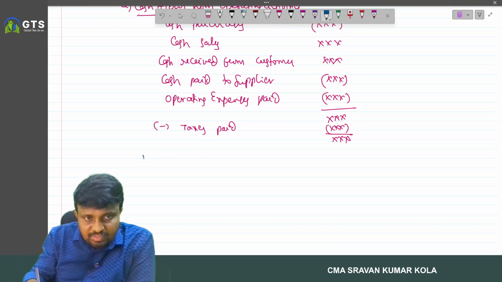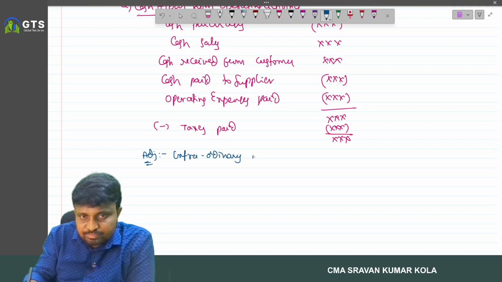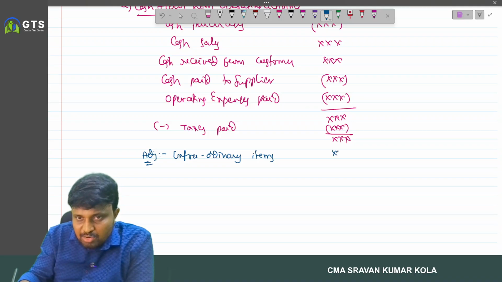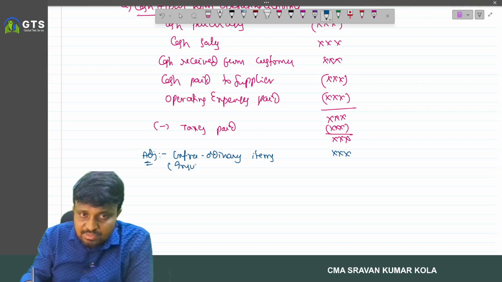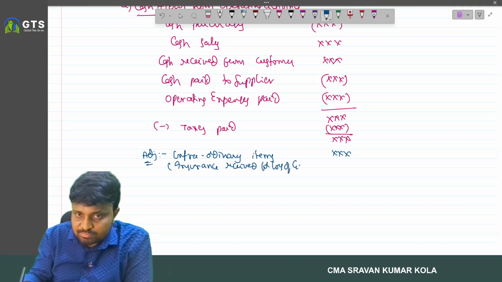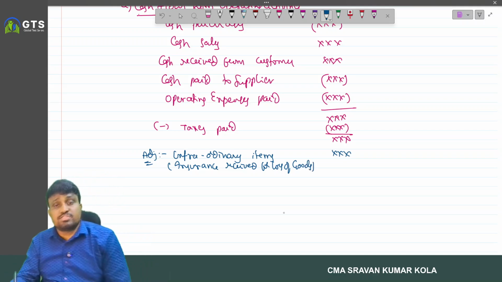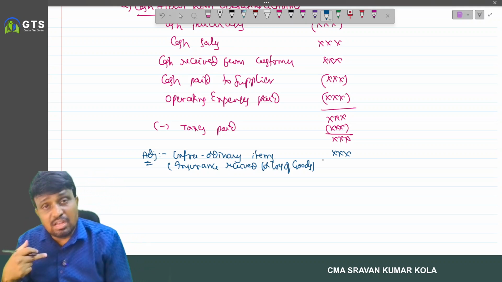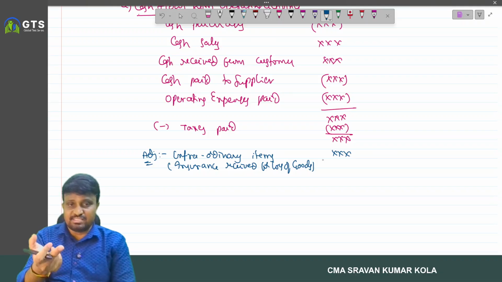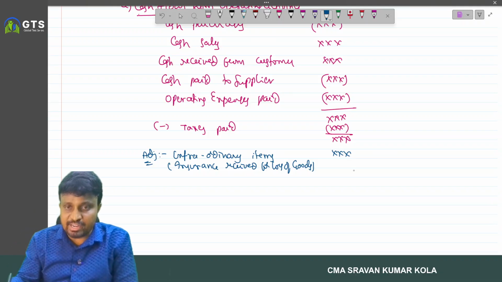And remember, any extraordinary items we have to adjust separately. Best example, insurance claims, insurance received, so loss of goods we have to adjust. Any government grant relating to the payment of expenses refunded is an extraordinary item covered under operating.